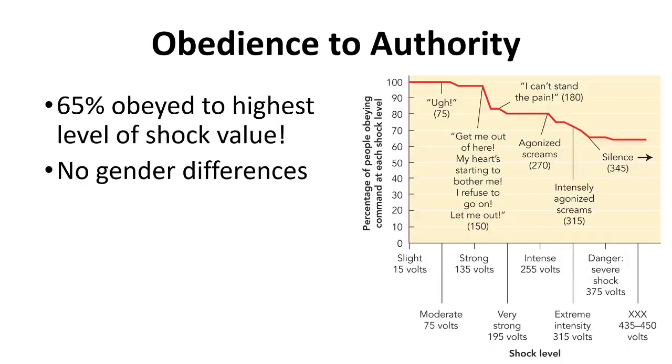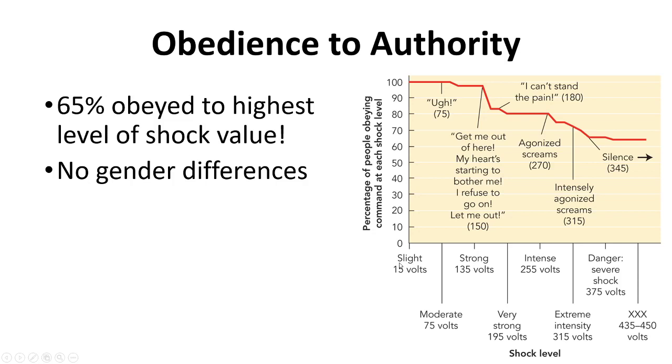So this is a very busy graph of the results of this experiment. So let's walk through what's going on. This axis here, our y-axis, is the percentage of people obeying the command at each shock level. So how many people are obeying the authority, who are listening to the experimenter when they say, deliver the shock.